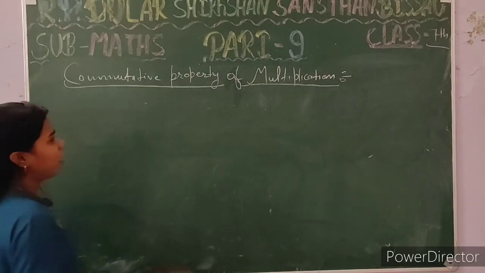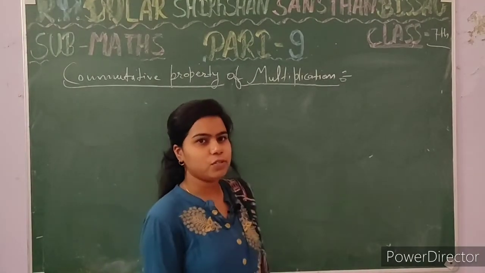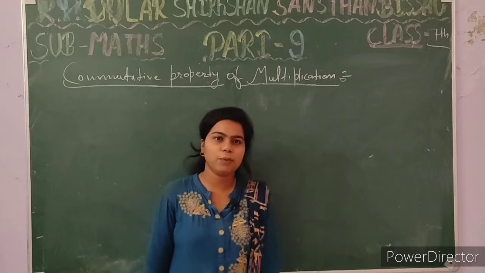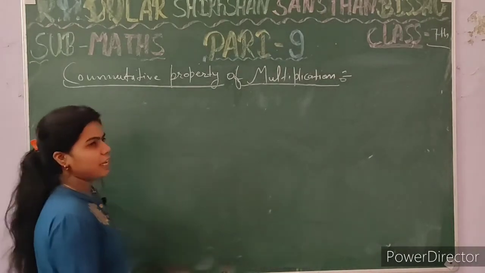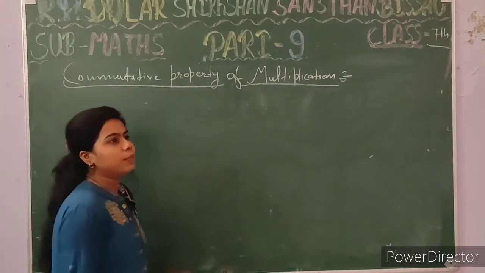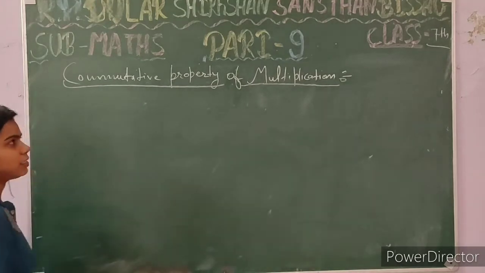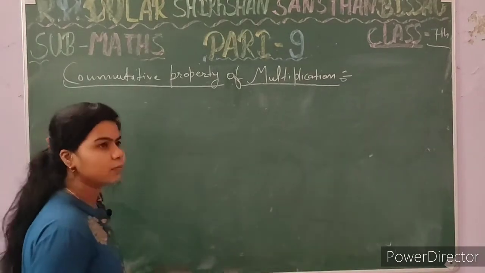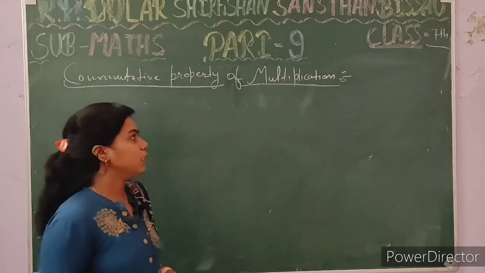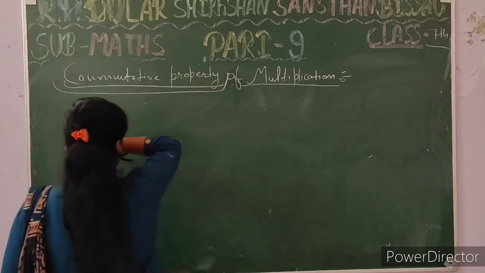First of all, I will tell you about the commutative property. What is the meaning of the commutative property and what is its sign? In previous parts I told you what the commutative property is. So students, please remember the basic knowledge of this exercise from part 8 and the previous parts also. Always remember these parts because I told you about this property in previous parts.